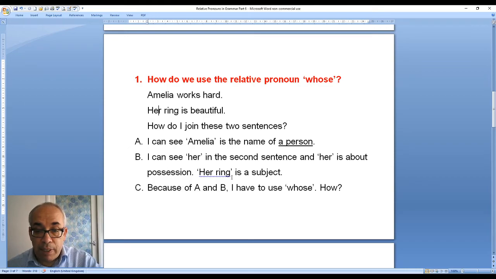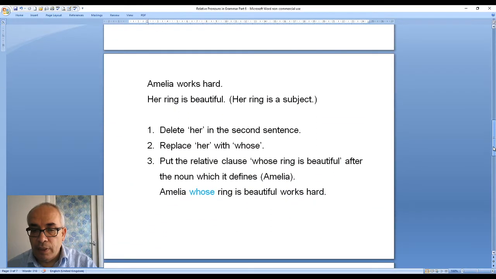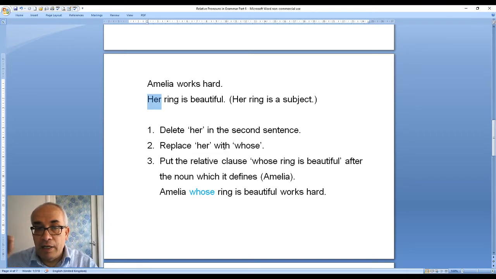Because of A and B, I have to use whose. But how do I use whose? Let's look at the grammatical rule. Delete her in the second sentence. This one I deleted. Replace her with whose. So I delete her and then I write whose over it. Put the relative clause whose ring is beautiful.